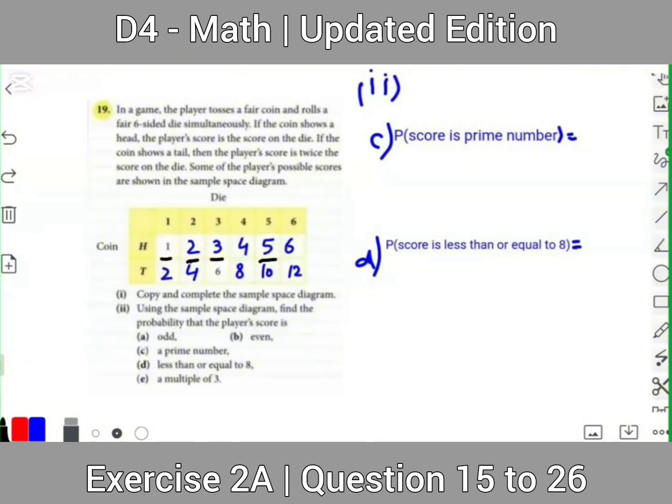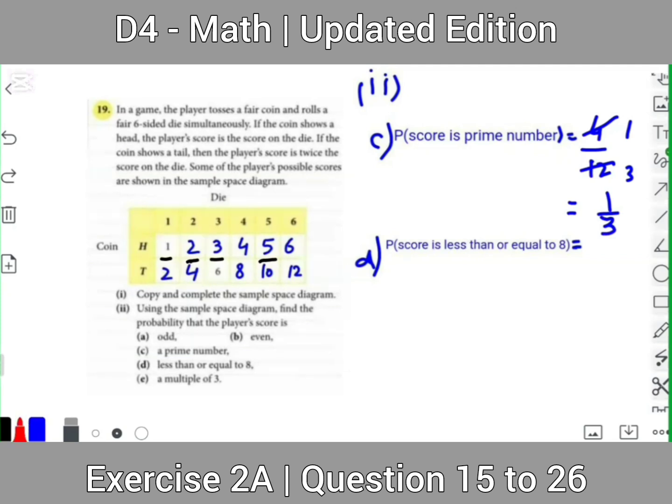From this, the number of favorable outcomes is 4, and the total number of outcomes is 12. So it will be simplified to 1 over 3. So the probability that the score is a prime number is equal to 1 over 3.